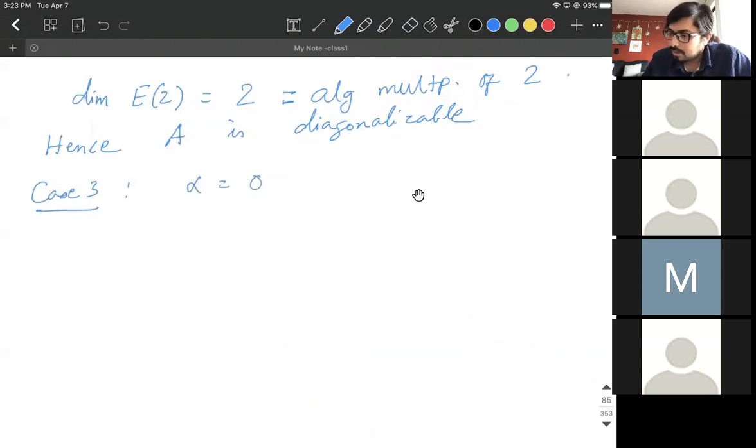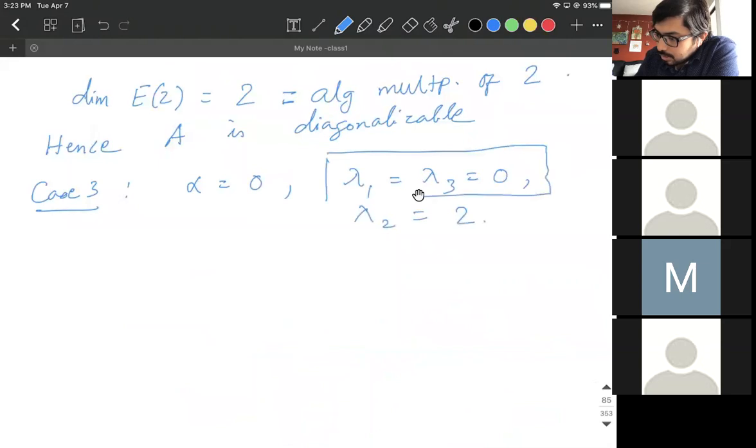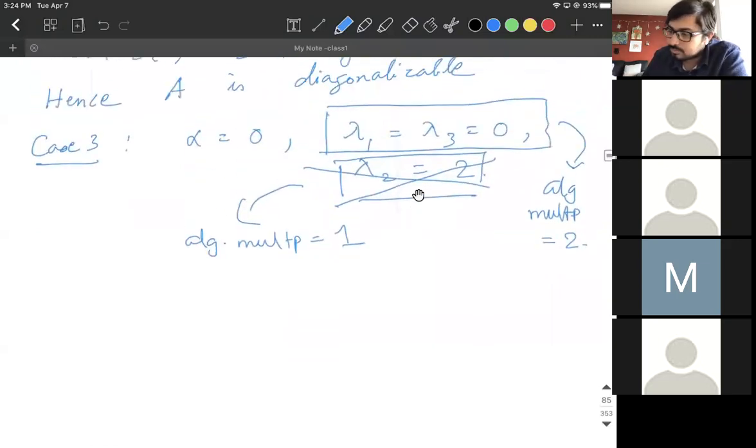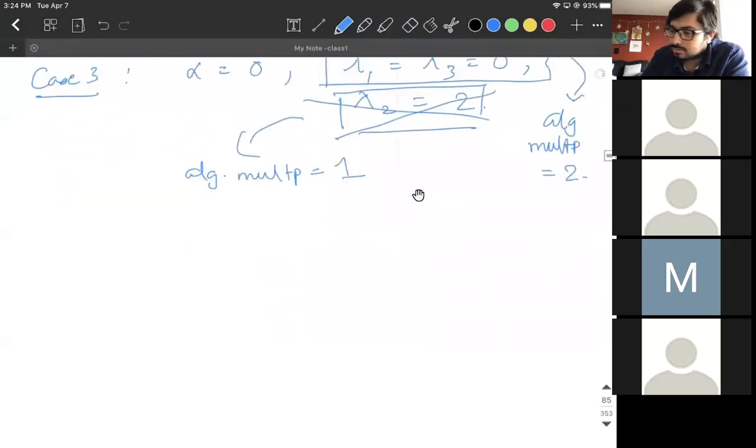Okay. So then we have that lambda 1 equals lambda 3 equals 0, and lambda 2 equals 2. So 0 now has algebraic multiplicity 2, and this one has algebraic multiplicity 1. So once again, we don't bother about this eigenvalue. We need to check the eigenspace corresponding to 0.